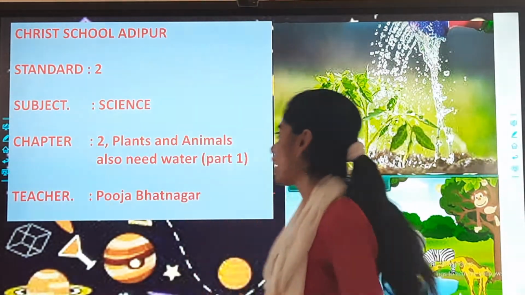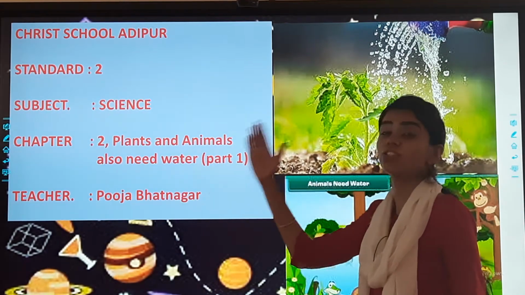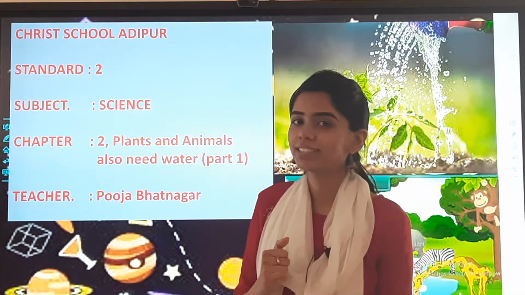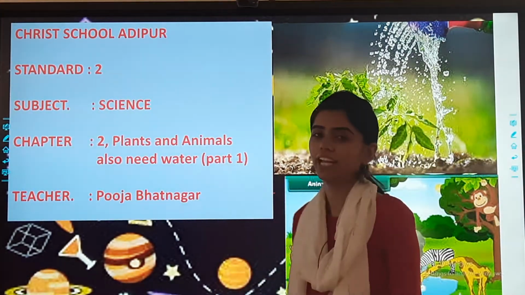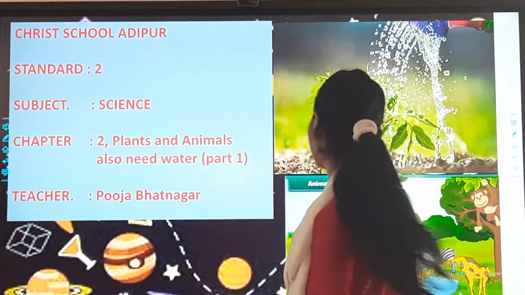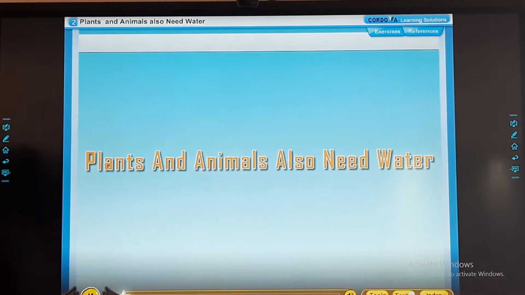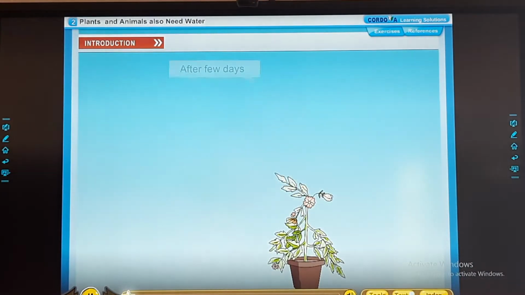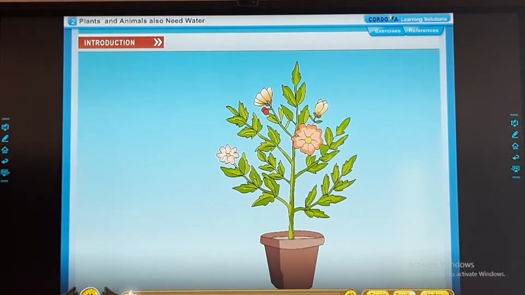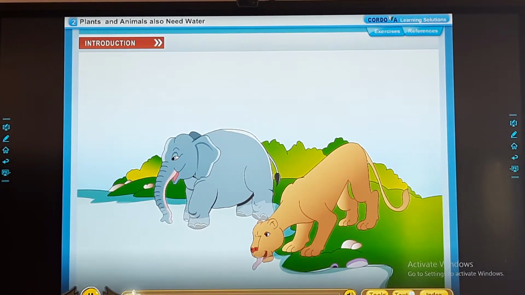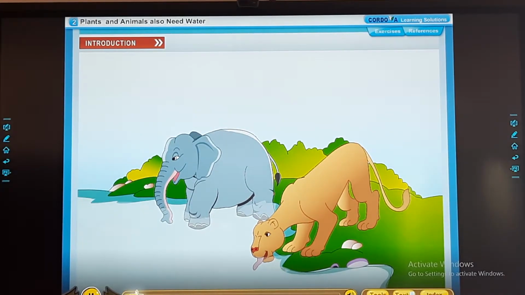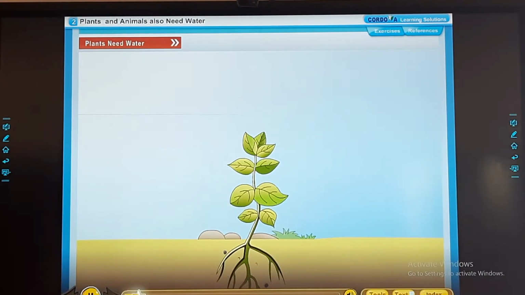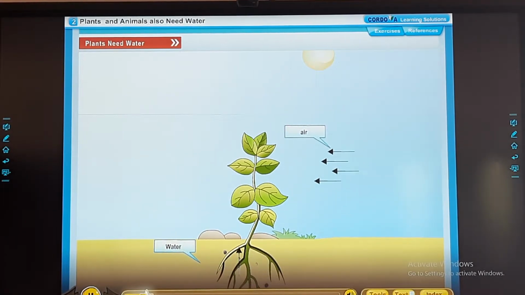So now we will start with a new chapter. That is chapter number 2, plants and animals also need water. Let's go. Chapter 2, plants and animals also need water. We need water to live. Like us, plants and animals also need water. Plants need water to make their food. They make food with the help of air, water and sunlight.